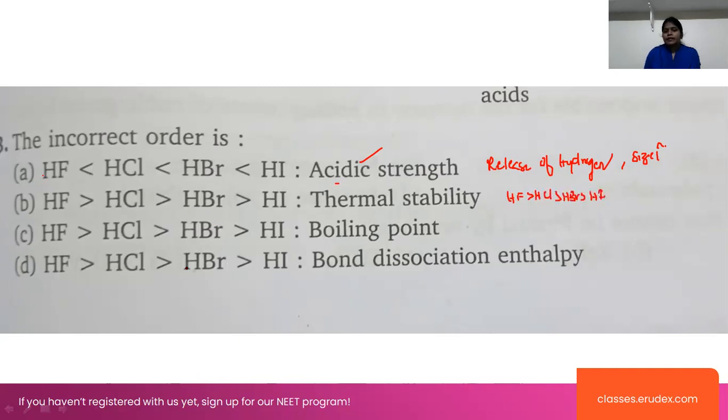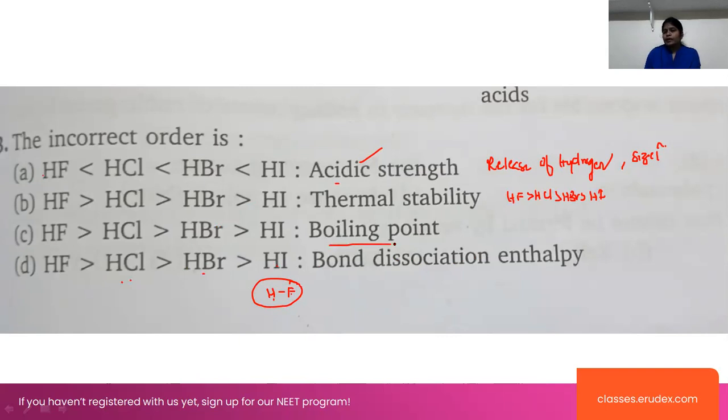Next one is bond dissociation enthalpy. Look at HF: the small size of fluorine is very close to the nucleus. We need more and more energy to break the bond between hydrogen and fluorine. So this order is also the same here. HF has higher bond dissociation energy than HCl, HBr and HI.